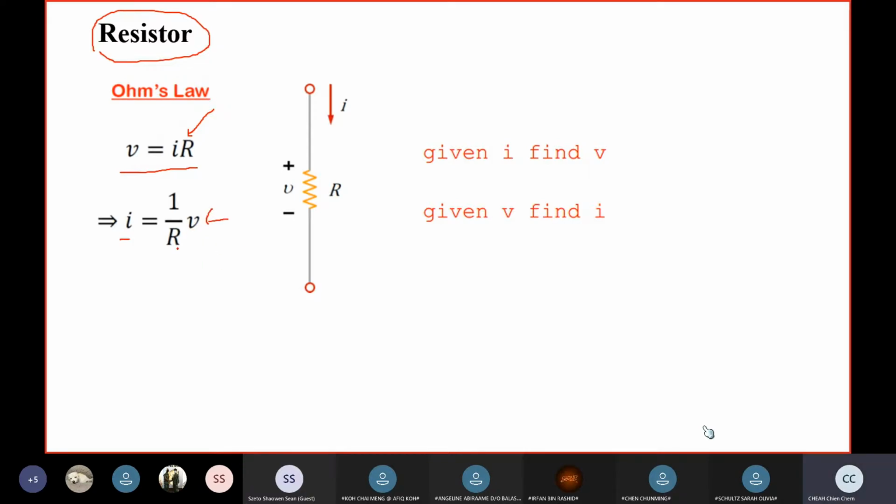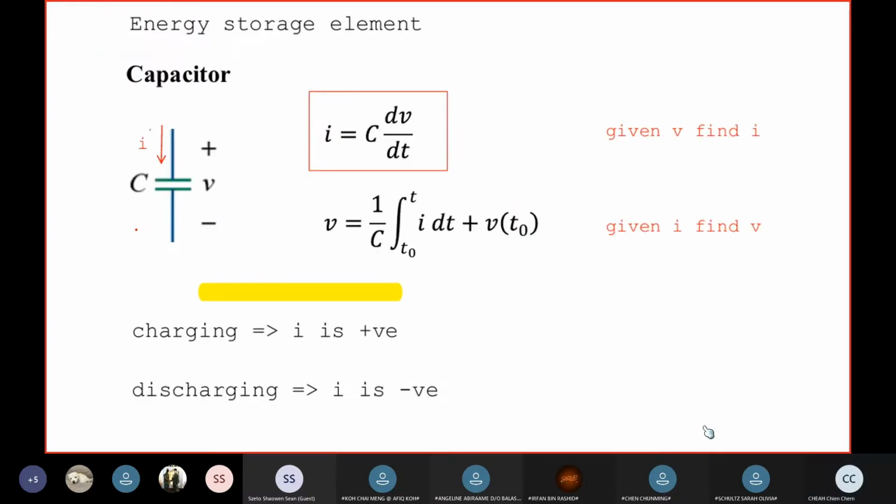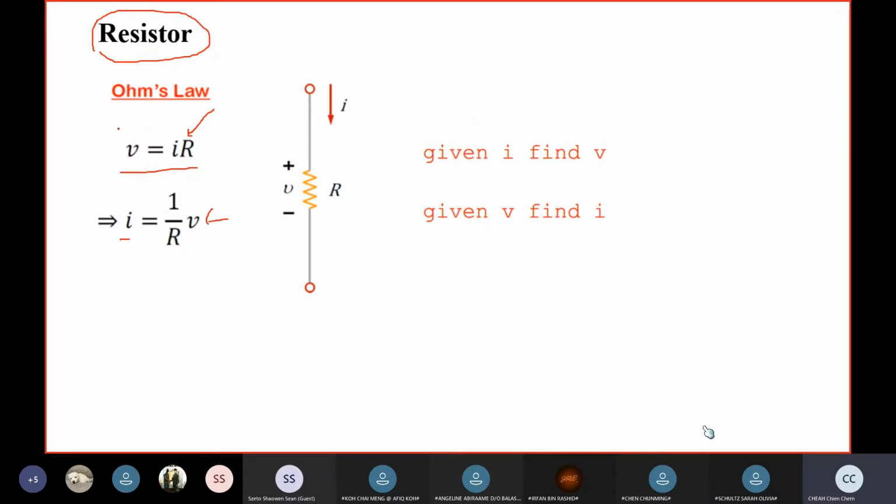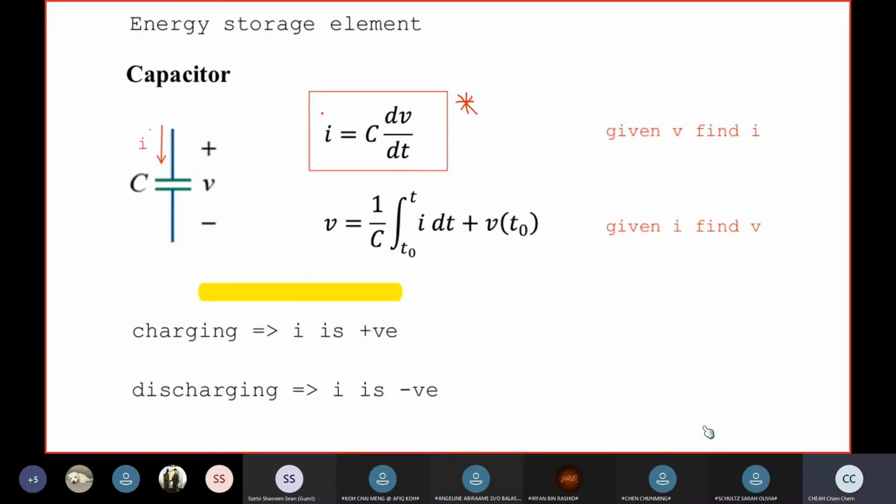So this one has no problem, but actually you can also interpret the capacitor's equation in a similar way. I is equal to C dV/dt, must remember it. All the properties of the capacitor come from this equation. So you must remember it like you remember Ohm's law. What this means is that given the voltage, you differentiate it with respect to time. Differentiation comes in. Multiply by C, you get I.